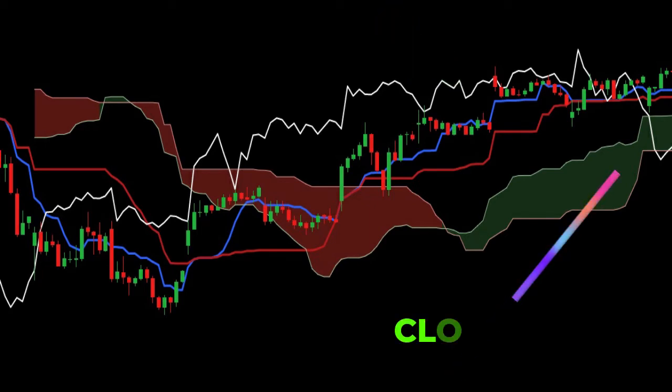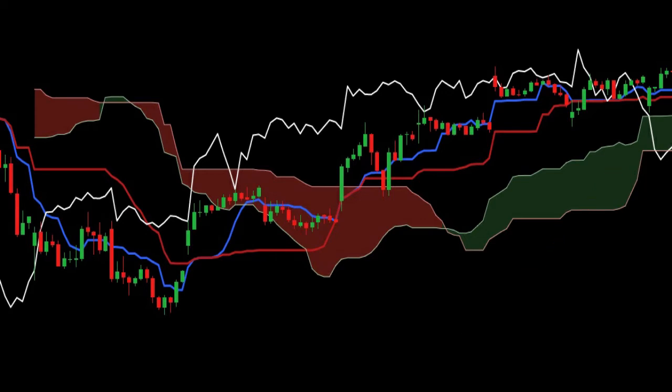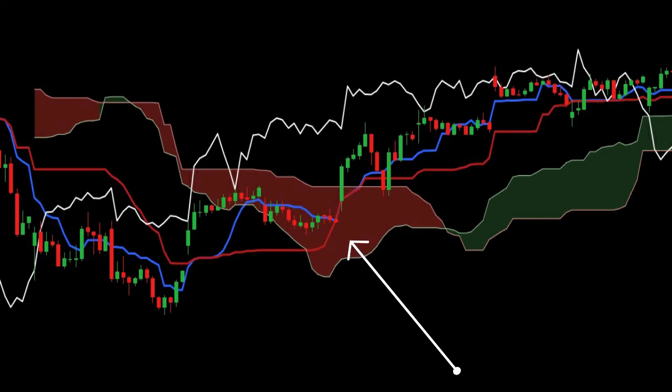When leading span A is moving up above leading span B, it helps confirm that the market is in an uptrend. In this case, the space between the lines is usually colored green. And when leading span A is moving down below leading span B, it may confirm a downtrending market movement. In this case, the space between the two lines is usually colored red.